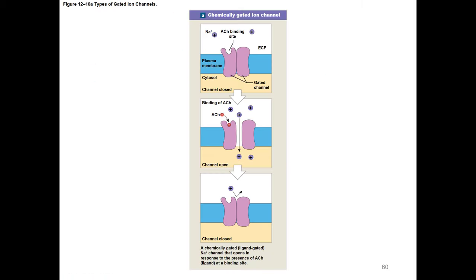So here's a picture of a chemically gated ion channel. Just to orient you, we have the plasma membrane here. This is extracellular fluid, or outside of the cell, and this is the cytosol, or inside of the cell. You can see that this channel is closed. This is a sodium channel and it is closed. If a chemical like acetylcholine comes in and binds, the channel opens, which is why we call it a chemically gated ion channel. The channel opens and sodium rushes in. When the acetylcholine is no longer present, the channel will close. Sodium is unable to come in any longer.